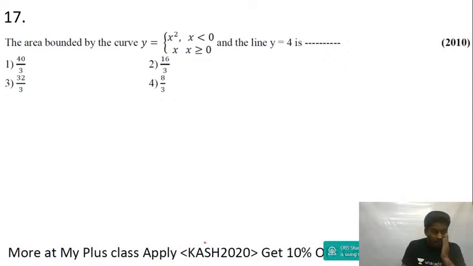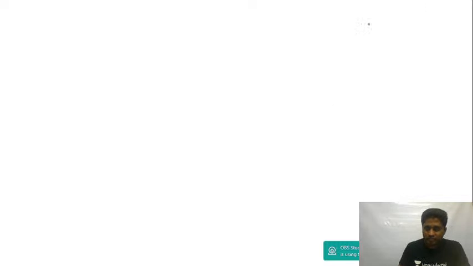Now listen. The area bounded by y equal to x square and y equal to x, where x is positive and x is negative. Now see, when you have y equal to x square, it is an upward parabola, and y equal to x is a line which will pass through the origin. It should be like this, is it not?